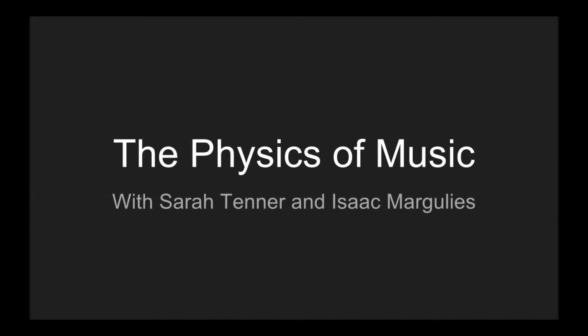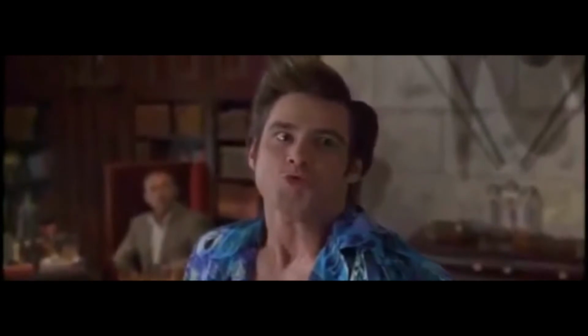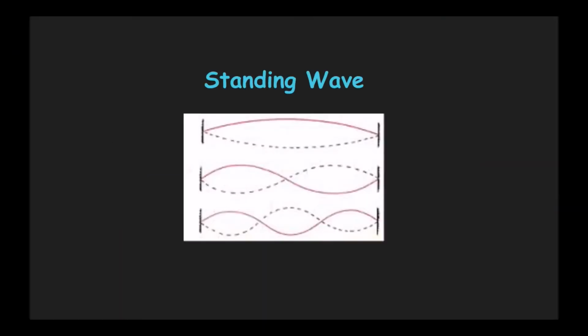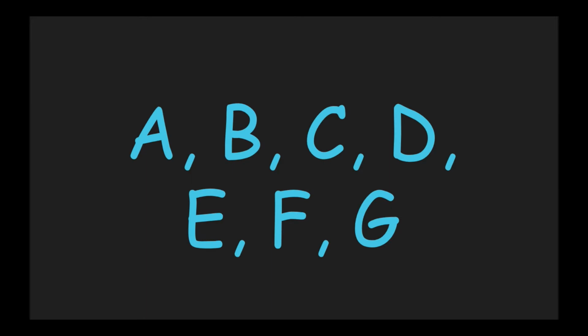You probably already know this, so I'm going to say it really fast. The frequency of a sound wave is associated with pitch, that is, the higher the frequency, the higher the pitch. Got it? Got it. Musical notes are represented by the first 7 letters of the alphabet, which in case you didn't pay attention in kindergarten are A, B, C, D, E, F, and G.